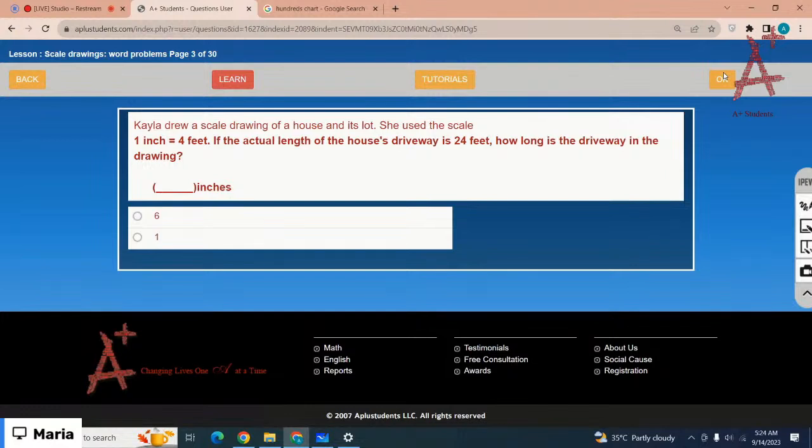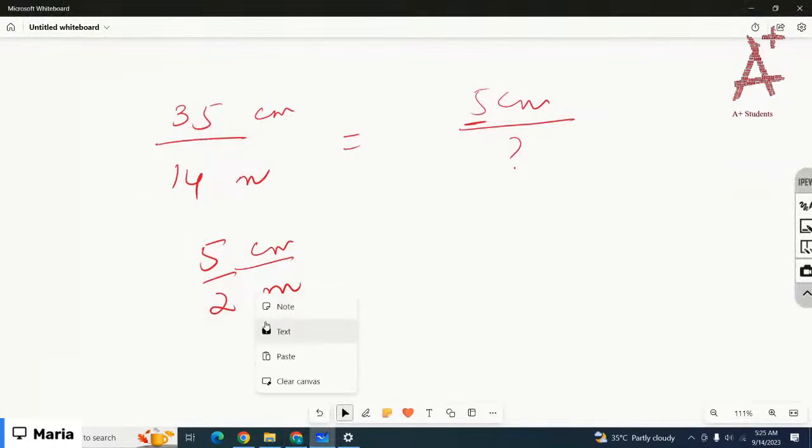Kela drew a scale drawing of a house and its lot. He used a scale of 1 inch equals 4 feet. If the actual length of the house driveway is 24 feet, how long is the driveway in the drawing, right? The scale is 1 inch to 4 feet. You are given the scale, that is 1 inch to 4 feet.